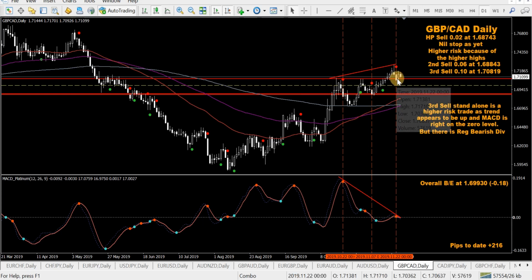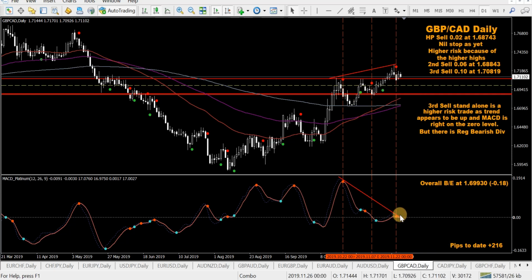I took this a couple of days ago, on Friday it would have been, and it went against me yesterday, but today it's starting to pull back down to my entry level. I just wasn't real keen on it, even though, did I write any? Oh yeah, there is regular bearish divergence. So yeah, there is bearish divergence there.